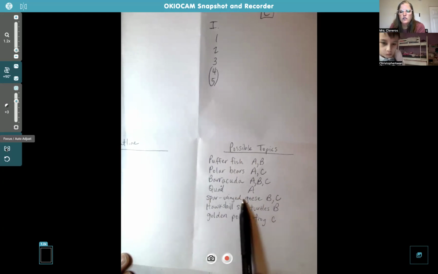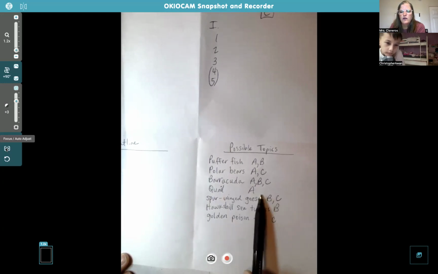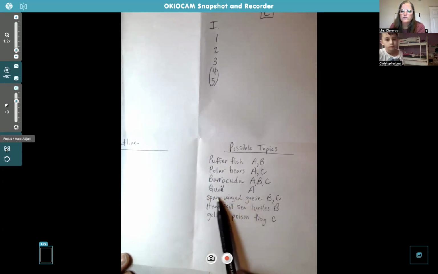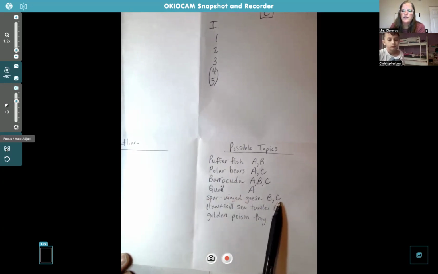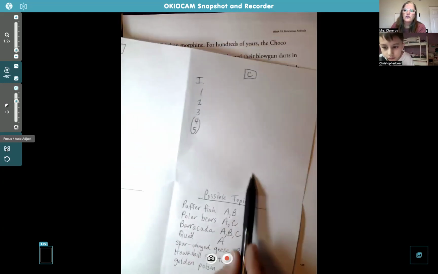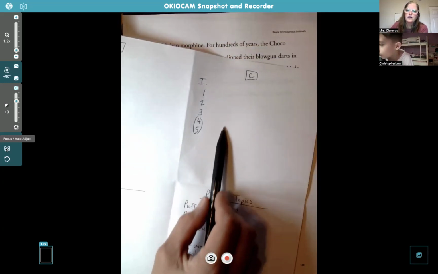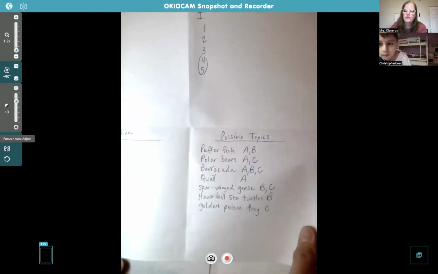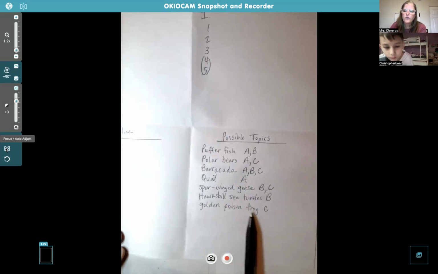I wonder, could you do spur-winged geese and quail? Then you got your ABC, and then save the next paragraph for the golden poison frog. Does that make sense? So you can combine those two. Because when you do C, if you did the spur-winged geese and the poison frog, then you'd only have C here, because that's it for the poison frog. Does that make sense to you, Christopher?